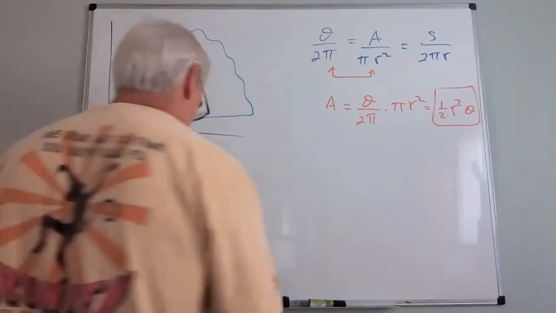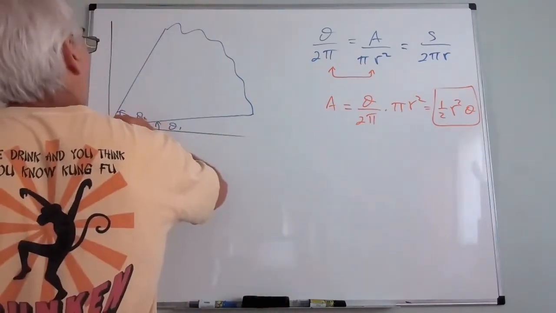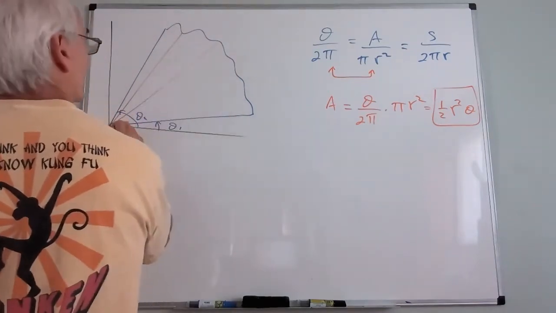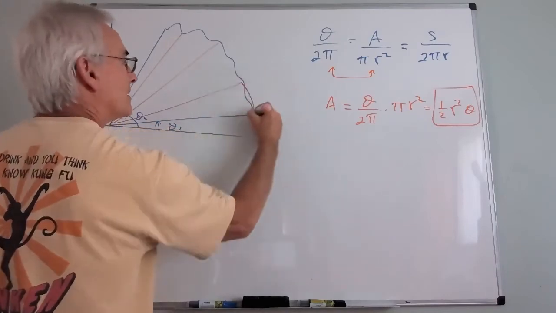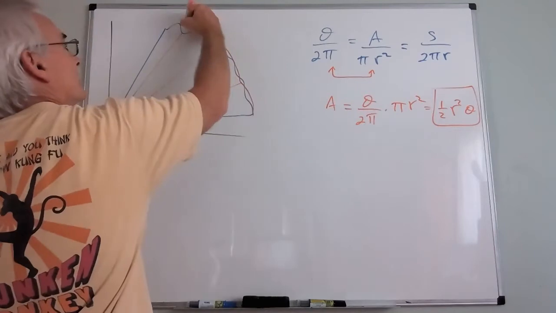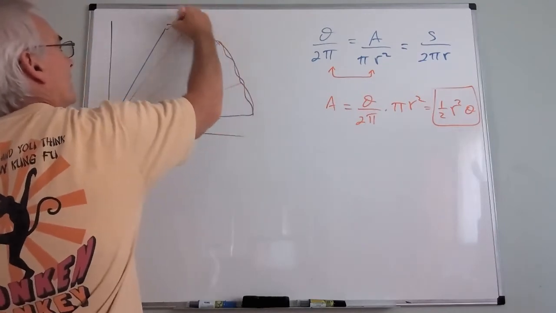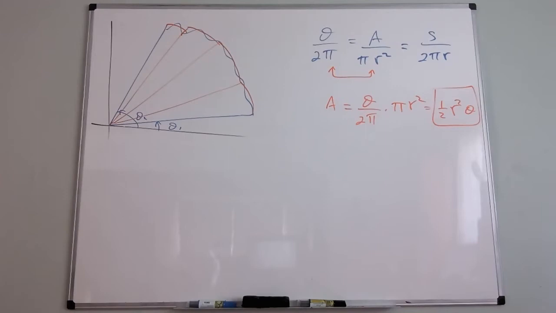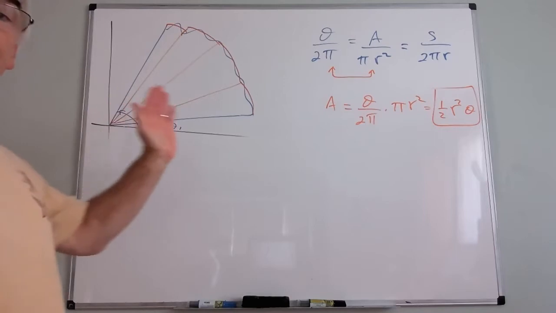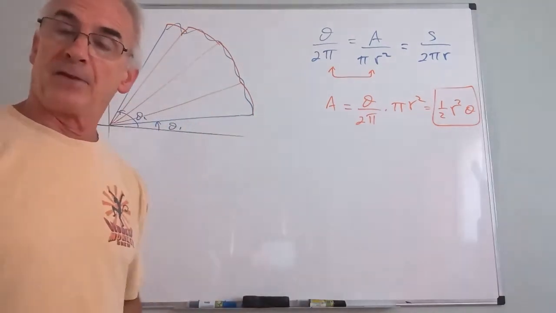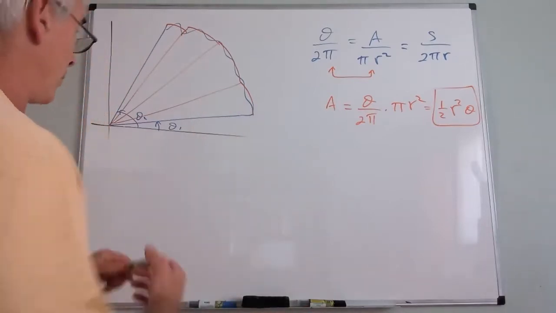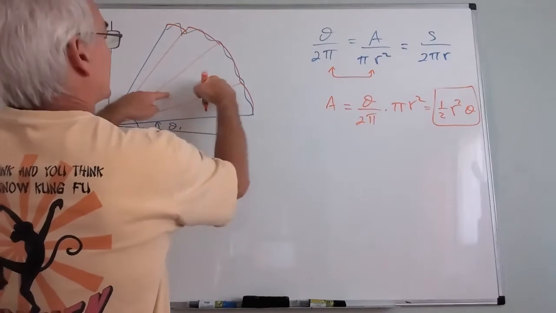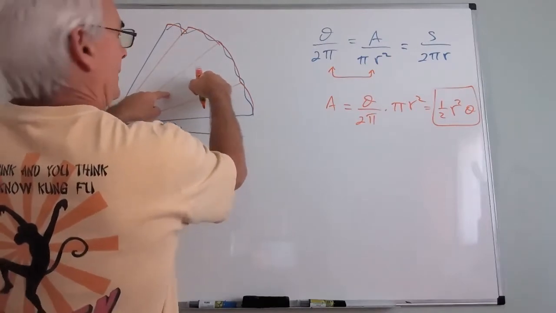But what if instead I randomly went this way and made sectors? So if I took my shape and split it up into different sectors, in Calc 1, we did it using different rectangles. If I do different sectors, then I can do the same Riemann sum, but from a different point of view. So let's say this particular sector, let's call this the, I don't know, the ith sector.